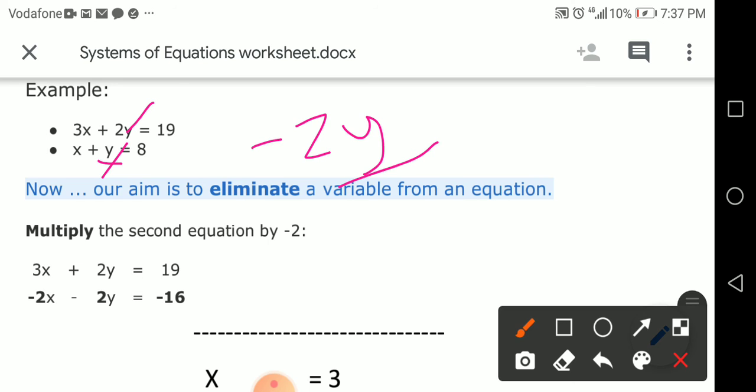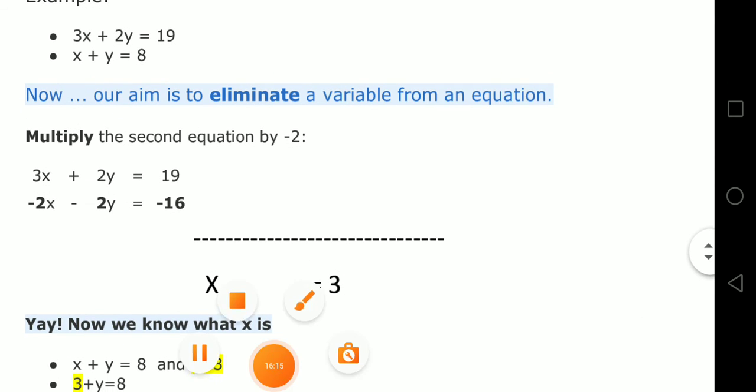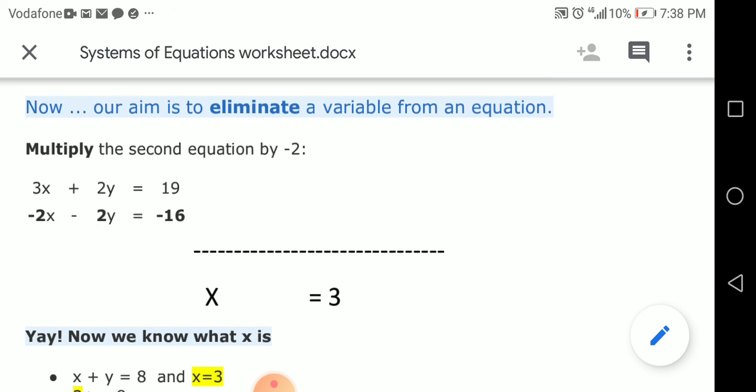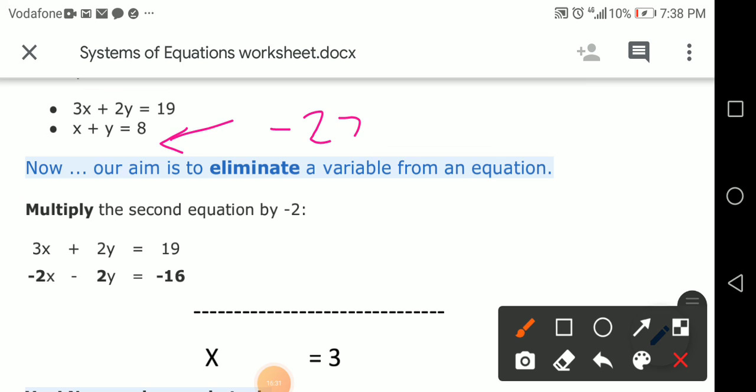So how can I do it? We have positive y, so multiply by what? Negative 2. If you multiply, as you see here in the steps, by negative 2, so negative 2 times the second equation, x plus y equals 8. The first one, negative 2x. Negative 2 times y, negative 2y. Negative 2 times 8, negative 16. Okay, guys, so it gives me this one.